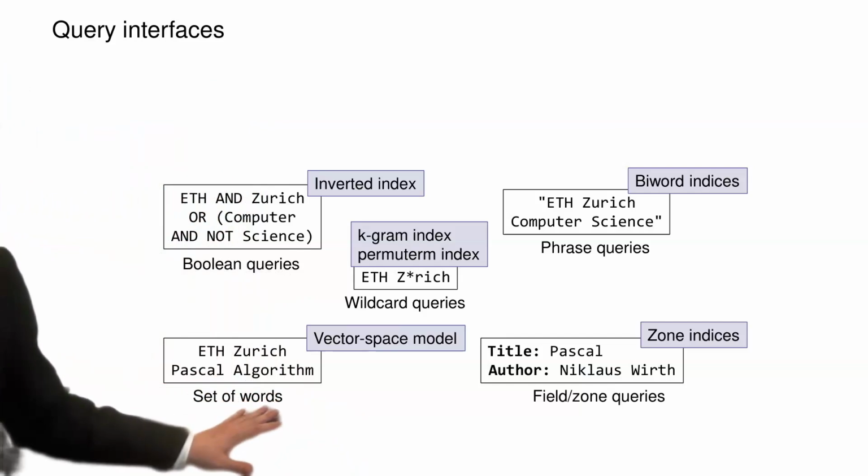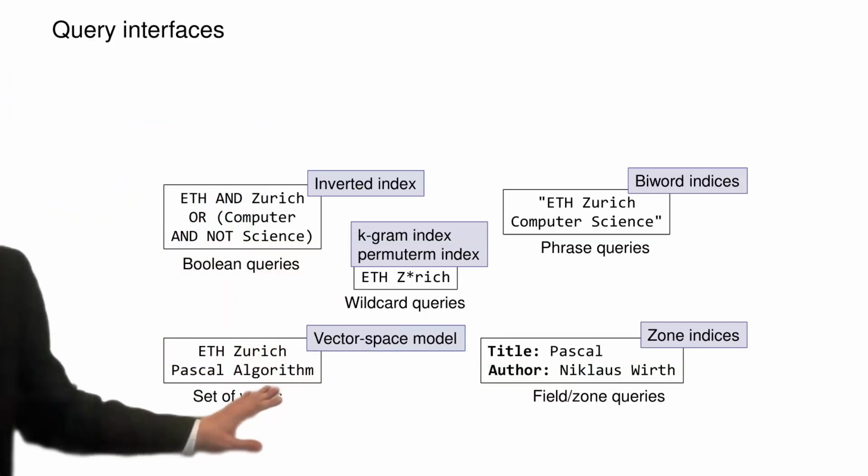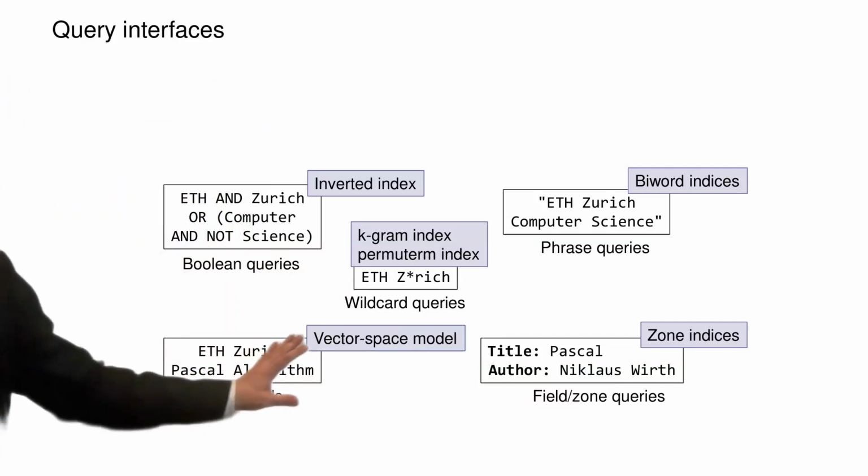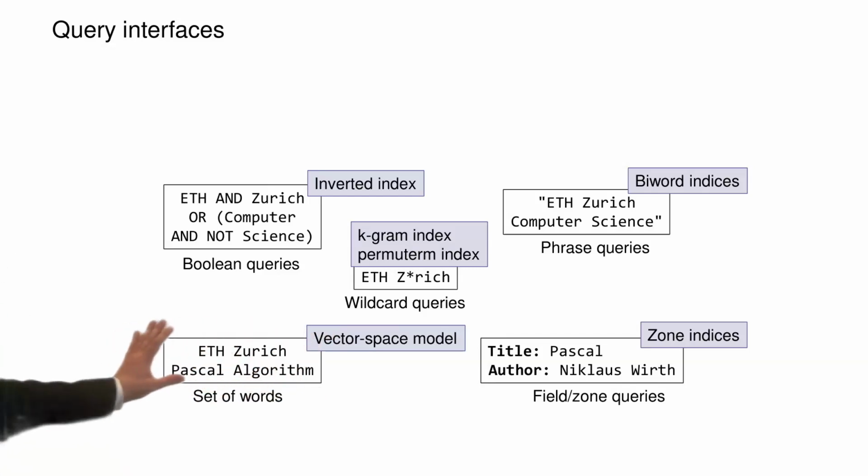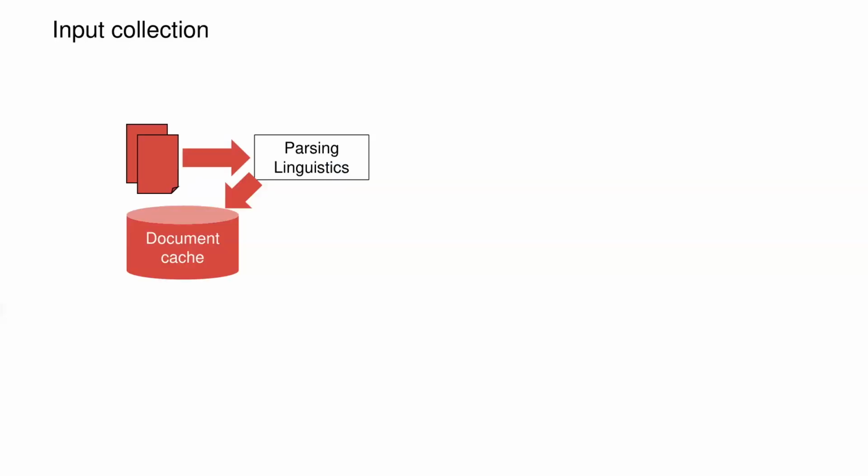And then we have the vector space model, super powerful, super hype at the moment with vector databases, where we have all of these scalar products to compute. So these are all the queries that you can have in your system.